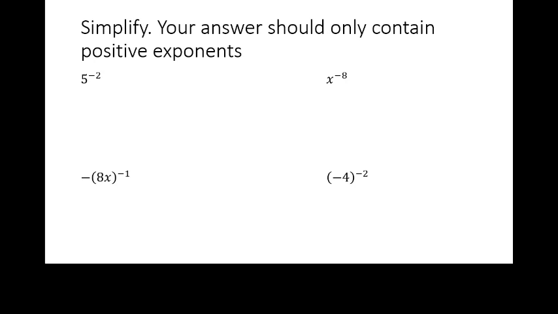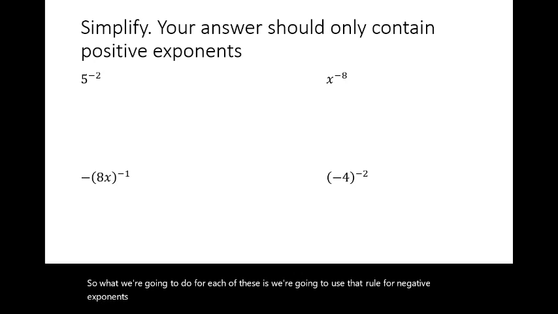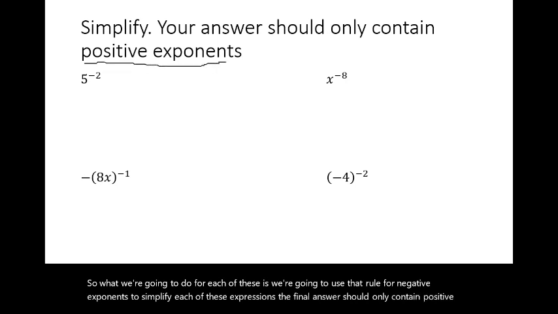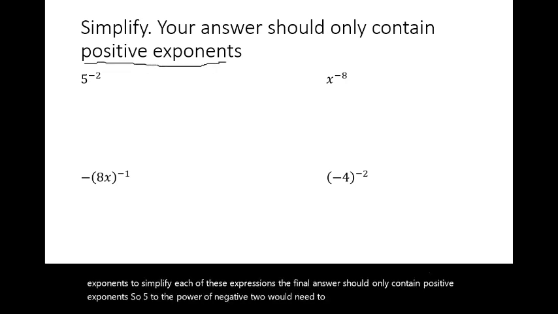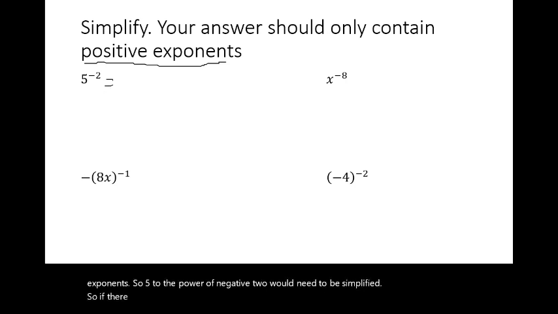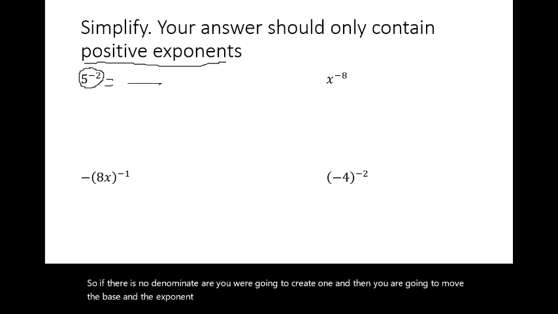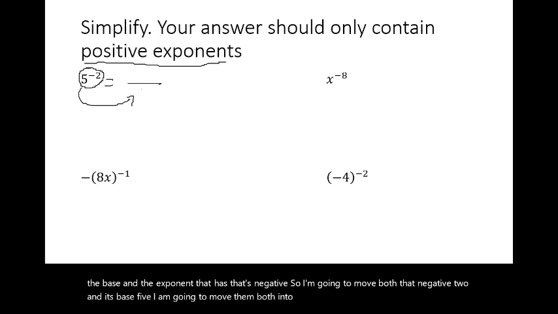So what we're going to do for each of these is we are going to use that rule for negative exponents to simplify each of these expressions. The final answer should only contain positive exponents. So 5 to the power of negative 2 would need to be simplified. So if there is no denominator, you are going to create one. And then you are going to move the base and the exponent that's negative. So I'm going to move both that negative 2 and its base 5. I am going to move them both into the denominator and change that negative 2 to a positive 2.